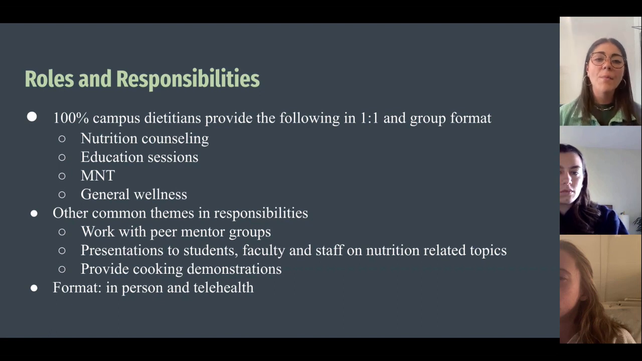So overall, the format of how the dietitians are conducting their services, they're doing in person, and it was about 75% in person and then 25% telehealth.